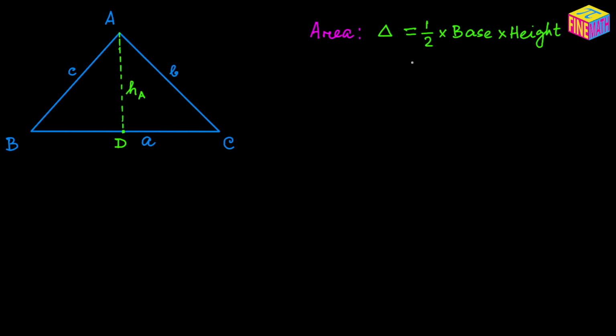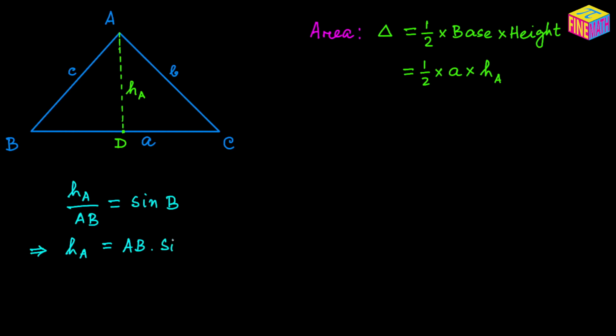So then in this case, can we write it as half times BC, which is considered the base, and that length is denoted by lowercase a. So we can say half times a times height, which is h sub A. And if you think about it, h sub A over AB is actually sine of the angle B. Now from here we can say that h sub A is actually equal to AB times sine of B, and that is nothing but, what is AB? Well, AB is actually lowercase c, that's the side length c, times sine of B.